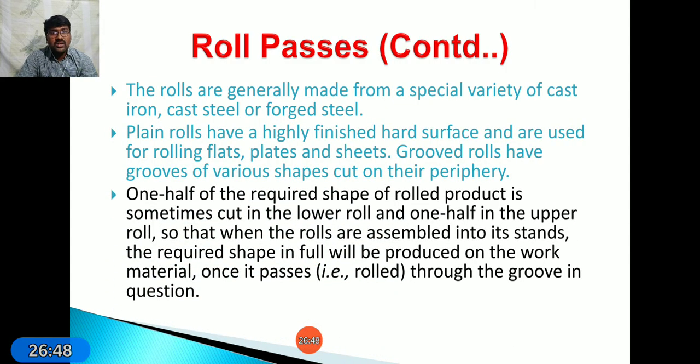Next, one of the required shapes of the roll product is sometimes cut in the lower roll and one in the upper roll, so that when the rolls are assembled into the stands, the required shape in full will be produced on the workpiece material once it passes in between the grooves of the upper and lower rollers.